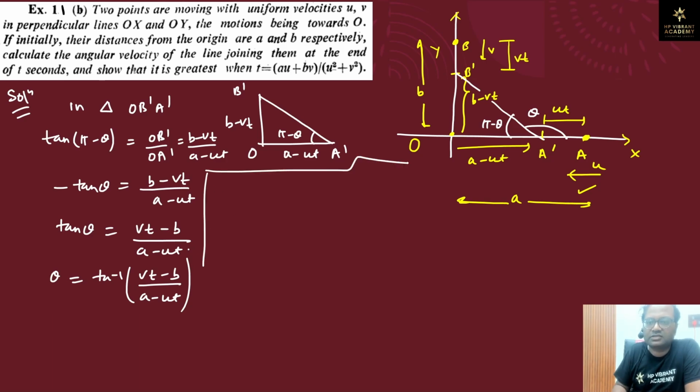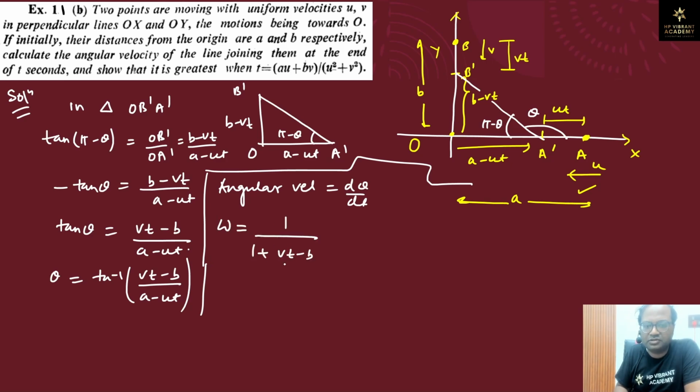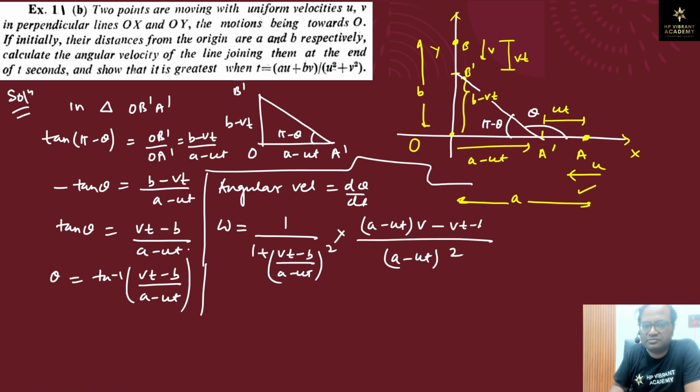Now let us find the angular velocity. The angular velocity is equal to d theta upon dt. So the angular velocity is equal to 1 upon 1 plus (VT minus B upon A minus UT) whole square, into the differentiation of this. So this is (A minus UT) whole square into (A minus UT) into the differentiation of VT minus B, so this is V, minus (VT minus B) into the differentiation of A minus UT, which is minus U.